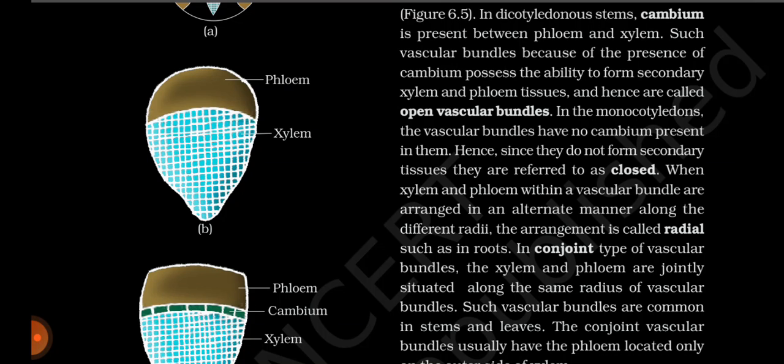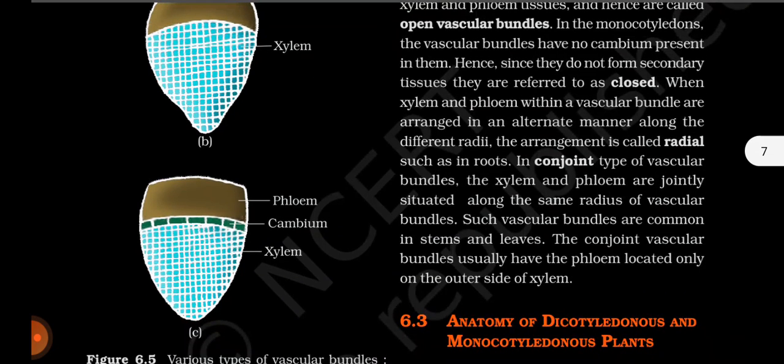When xylem and phloem within vascular bundles are arranged in an alternate manner along different radii, the arrangement is called radial, such as in root. In the conjoint type of vascular bundle, the xylem and phloem are jointly situated along the same radius of the vascular bundle. Such vascular bundles are common in stems and leaves. The conjoint vascular bundles usually have phloem located only on the outer side of xylem.